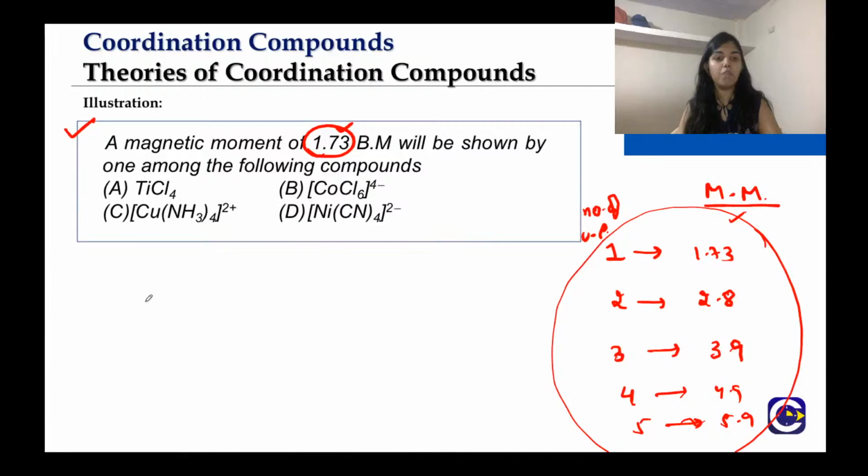Now you tell me which amongst the following coordination complexes will have a magnetic moment of 1.73 Bohr magneton.